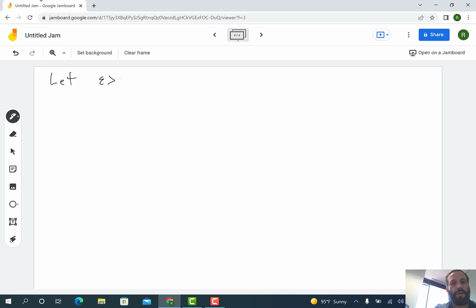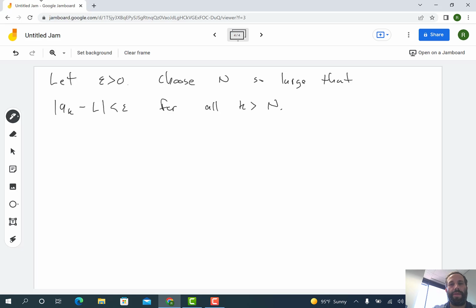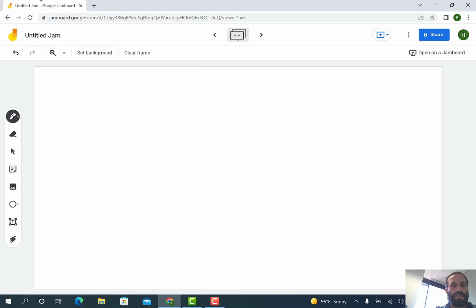epsilon be greater than 0, and we want to choose N so large that |a_k minus L| is less than epsilon for all k greater than N. And let me do a little scratch work in the next couple of pages. Let me advance the slideshow a couple of pages to show you where I'm going with this.